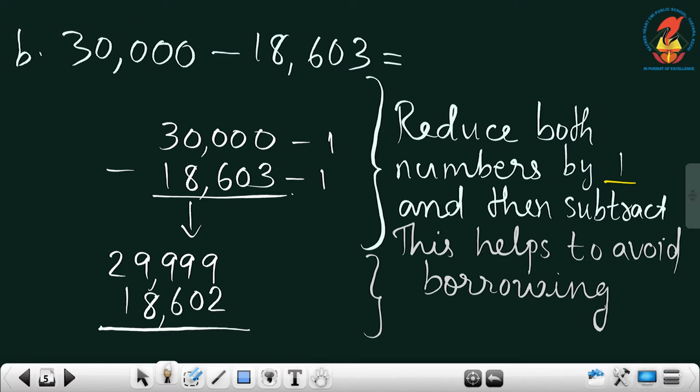18,602. Okay. Then no need for borrowing. You can subtract it directly. 9 minus 2 is what? That is 7. And 9 minus 0 is what? 9. 9 minus 6 is what? 3. And 9 minus 8 is what? 1. And 2 minus 1 is what? 1. And the answer is what?